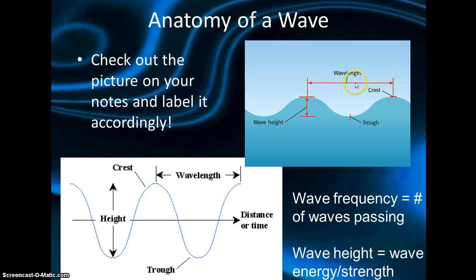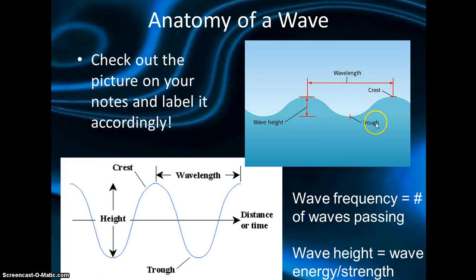it's called the wavelength. And then you have the distance from the trough, which is the bottom of the wave, all the way to the top of the wave. That's called the wave height. Now, two terms down here. Wave frequency, that's the number of waves that pass you at a given time.